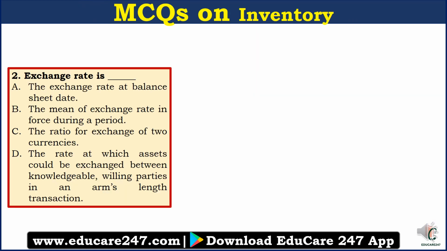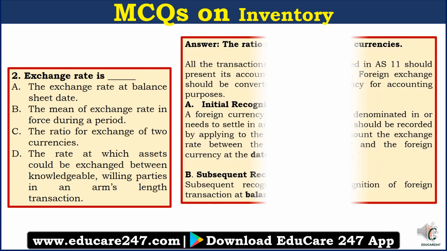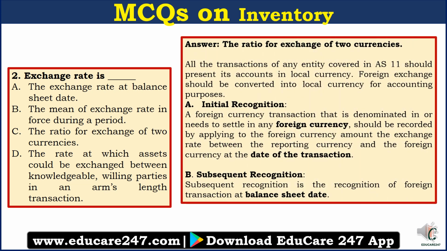Next question. Question number 2. Exchange rate is dash. A. The exchange rate at balance sheet date. B. The mean of exchange rate in force during a period. C. The ratio of exchange of two currencies. Or D. The rate at which assets could be exchanged between knowledgeable willing parties in an arm's length transaction. So the answer to this question is the ratio of exchange of two currencies.